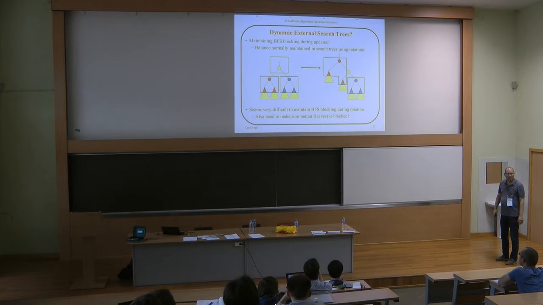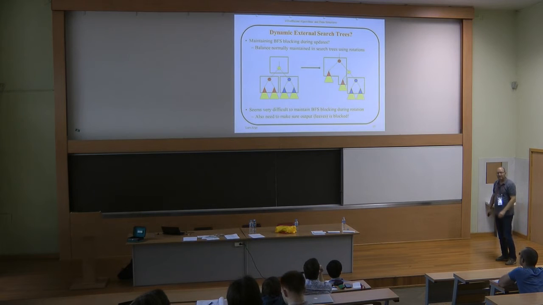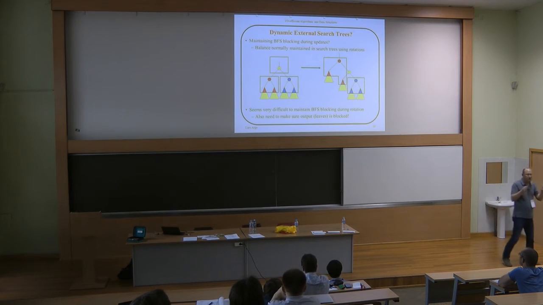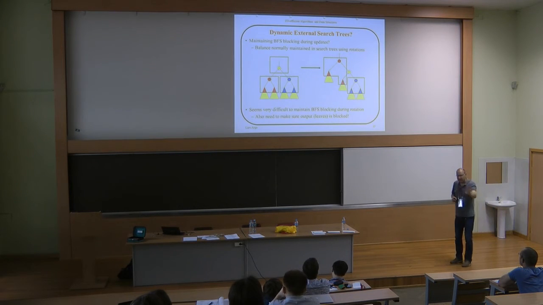Basically, it doesn't work. When I do this rotation, stuff gets messed up, which means that I need to move all kinds of stuff around all the way down underneath the node. That's going to take me way too many items. So I'm basically saying I cannot maintain this blocking during rotation. On one hand, it was nice. I went from binary to external memory just by blocking the tree. On the other hand, it's bad because I can't maintain it when I do rotations.